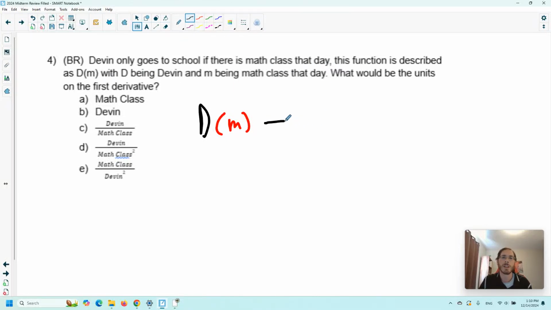All right, so we have to kind of think of this in terms of something else that we know. So this is going to be a pretty tricky question. So we know that if we have a function like s of t, that's one we're familiar with because that's just our position function.